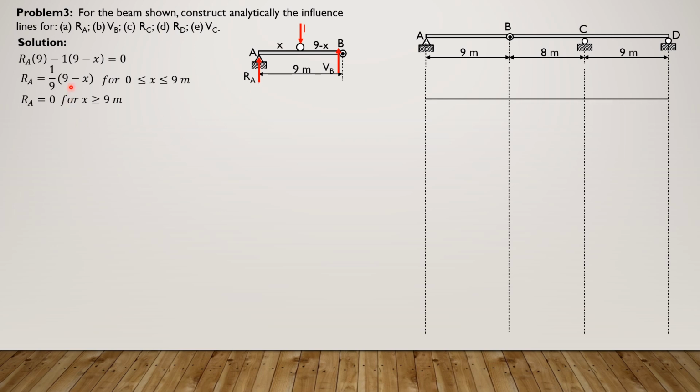When X is 0, RA is 1. Then when X is 9, it is 0 here. Then 0 everywhere beyond B, as defined by this equation. Yeah, that's the influence line for RA.